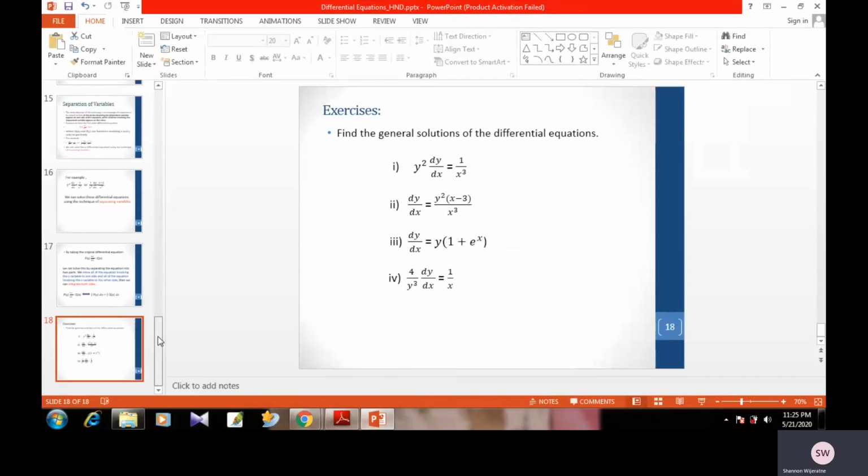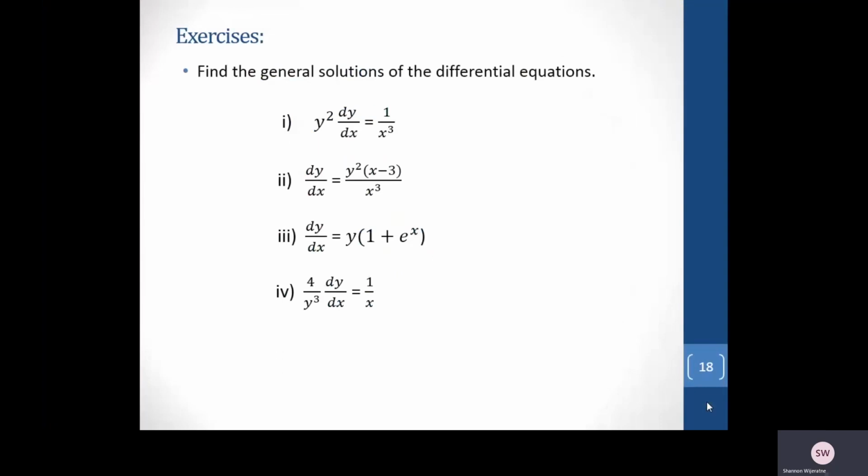So that's all for differential equations. You should know that there are many other methods to find the solution of differential equations. We have talked about only two basic methods to find the solution of differential equations.